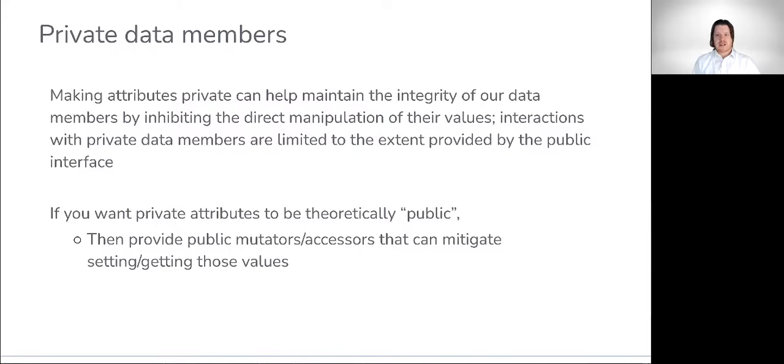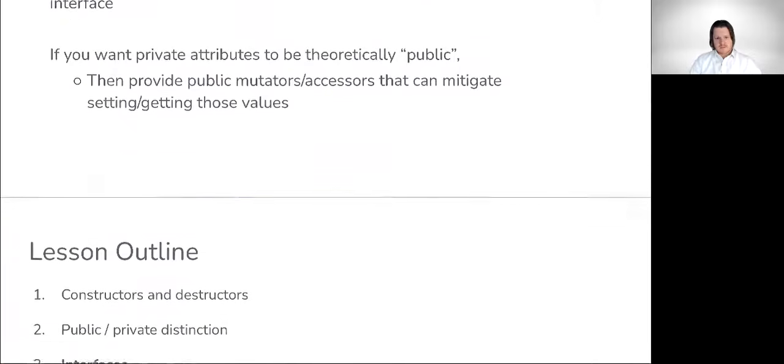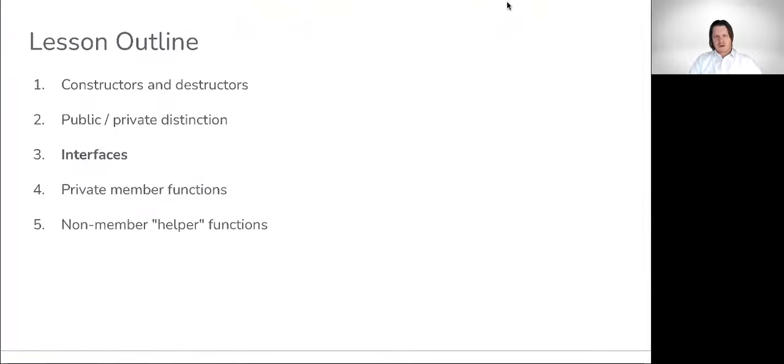So if there's some reason to get the raw value stored within a data member, or if you're interested in updating that data member and assigning it, say, a new value, well, we've seen that accessors and mutators would allow that functionality to be absorbed into our class. So with that said, we'll focus a little bit more on the idea of a public interface. We'll jump into private member functions and finish with non-member helper functions.